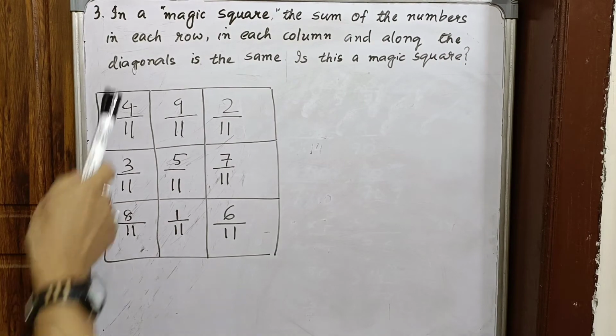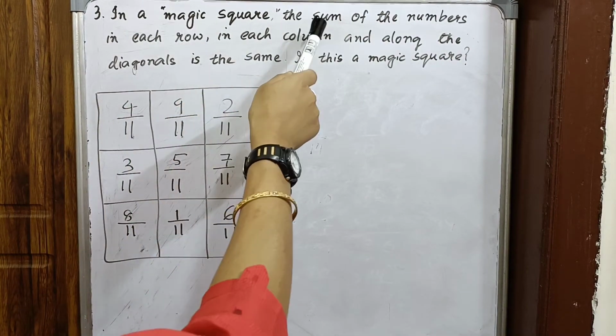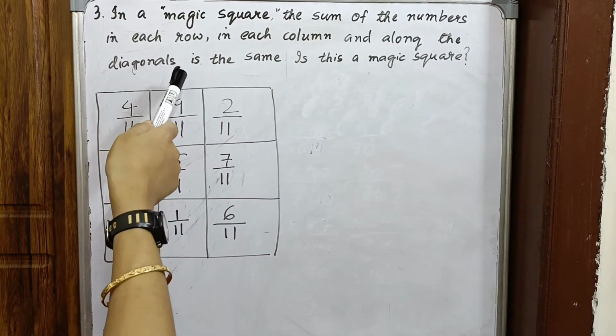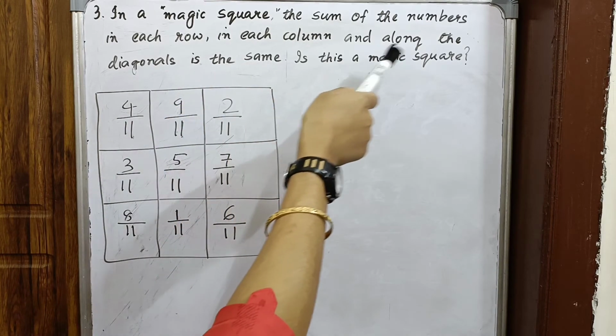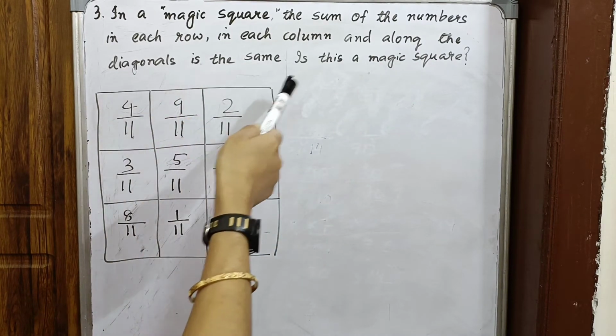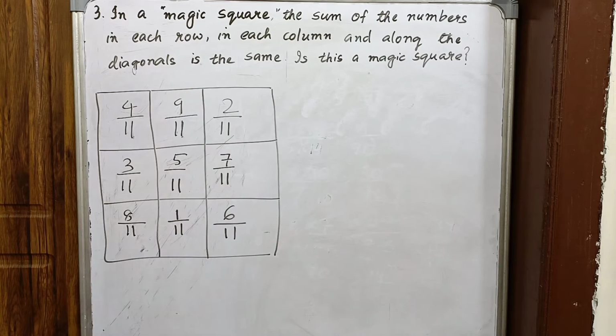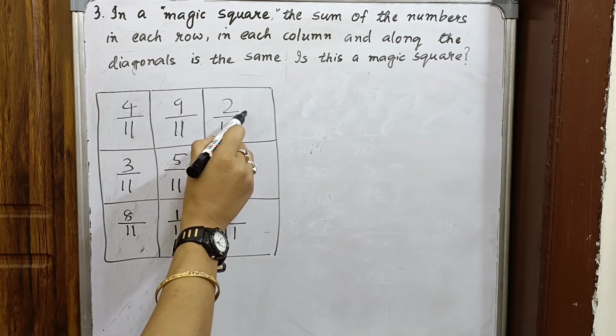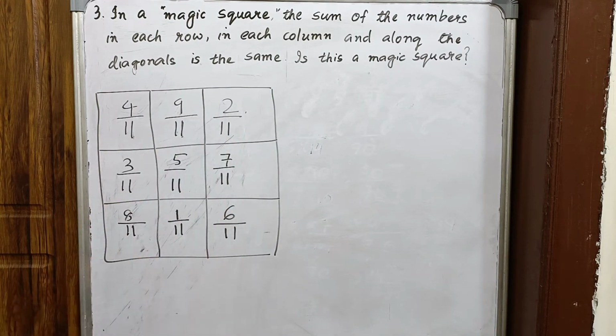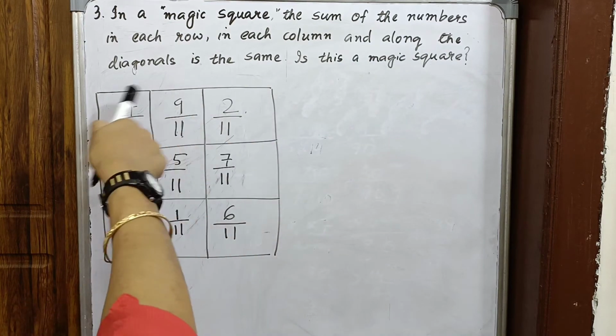See, question number 3 is, in a magic square, the sum of the numbers in each row, in each column and along the diagonals is the same. Is this a magic square? So in a magic square, the sum of the numbers in each row, this is one row, this is another row, and this is another row, and along the diagonals is same.